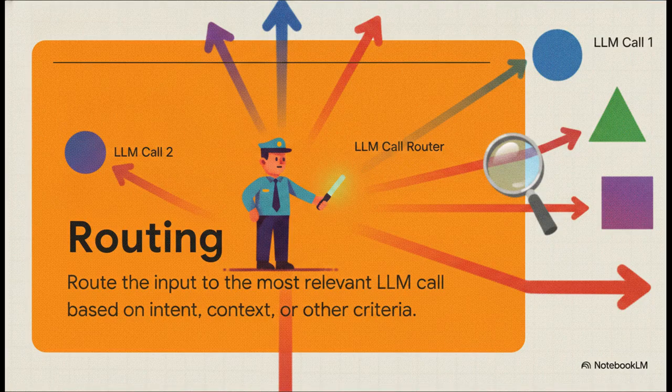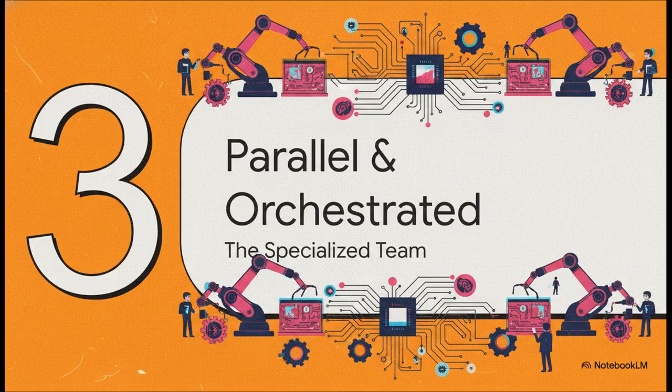This is where we route the input to the most relevant LLM call based on intent, context, or other specific criteria. Just picture this LLM call router as a highly efficient traffic cop standing in the middle of a busy intersection. A request comes in, the router looks at it, grasps the context, and directs it to the absolute best destination, whether that's LLM call 1, 2, or 3. If it's a complicated math problem, send it to the math model. If it's creative writing, route it to the creative model. Make sense?